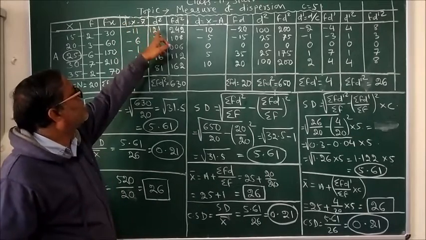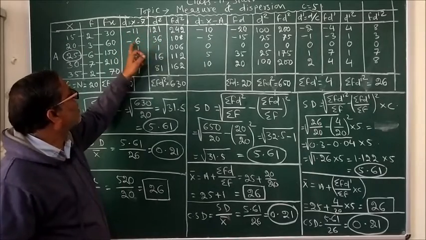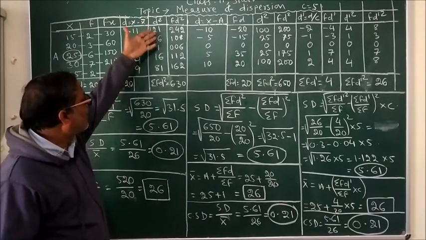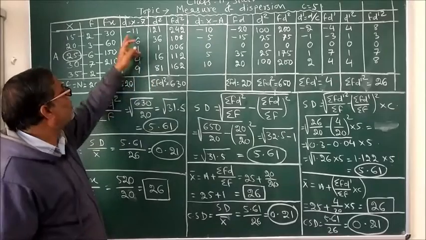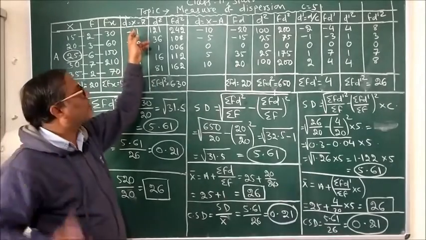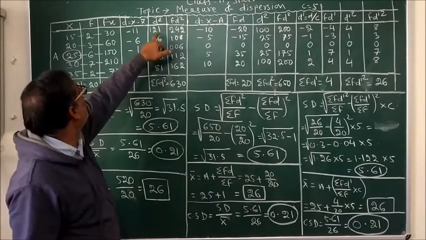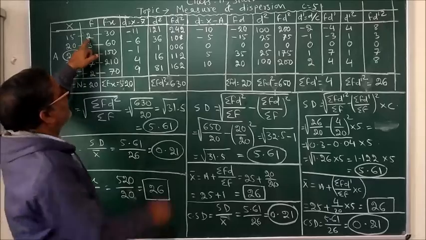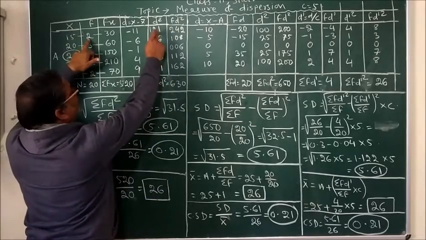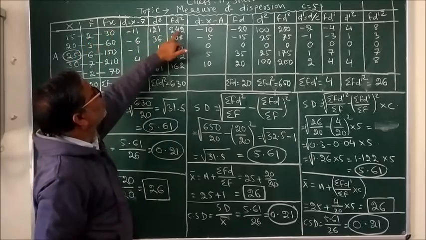Now squaring it, we will find the column of D square. Square of 11 is 121, square of 6 is 36, and so on. Because when we find square, all negative values are turned into positive. Then after finding D square, we need to multiply D square and F. You see, D square first value is 121 and F is 2. Hence 121 into 2 equal to 242.